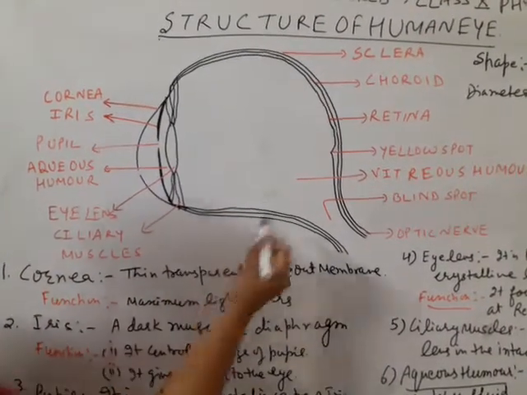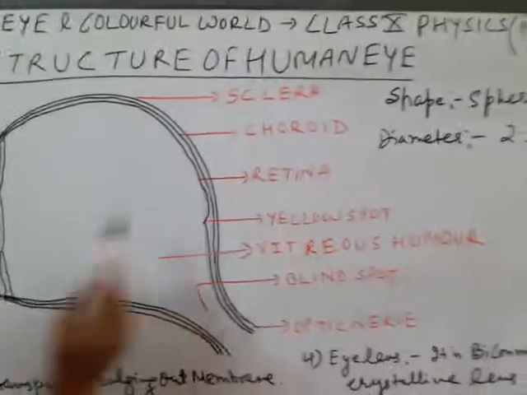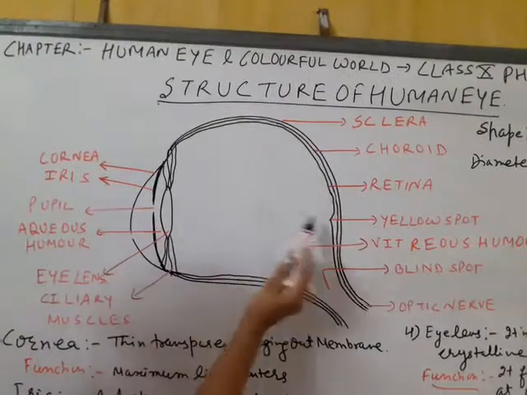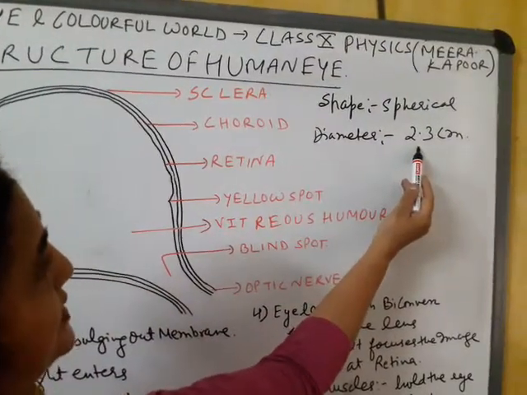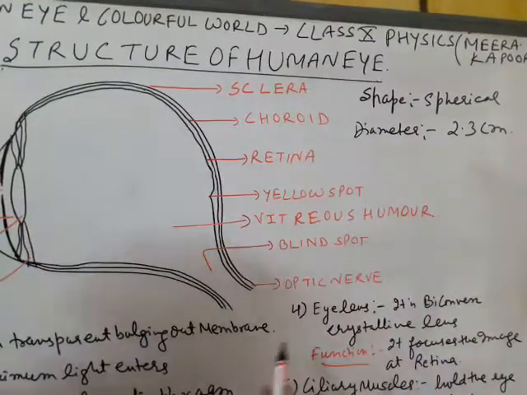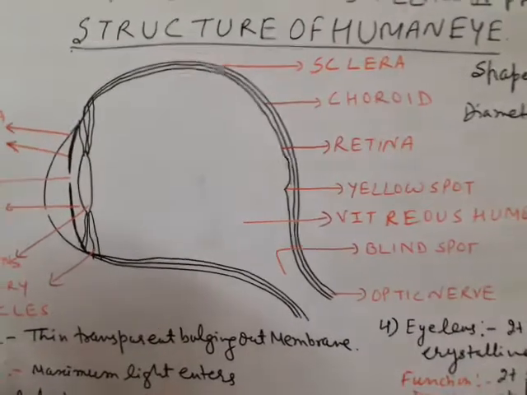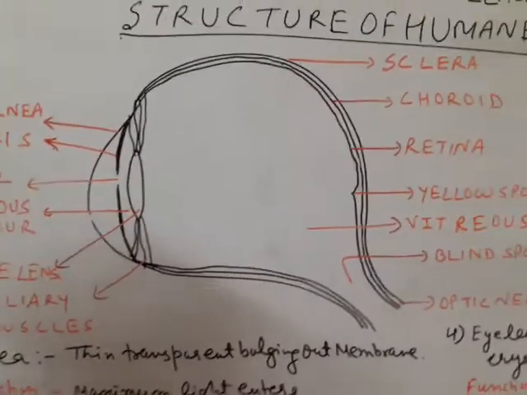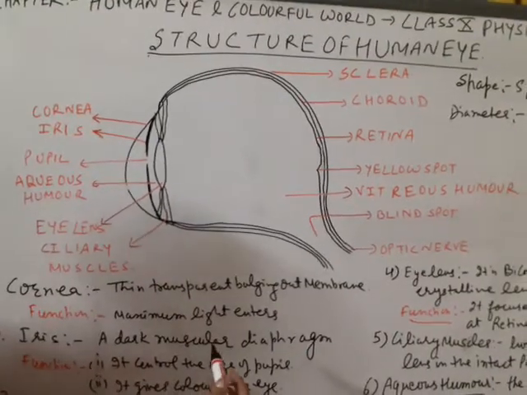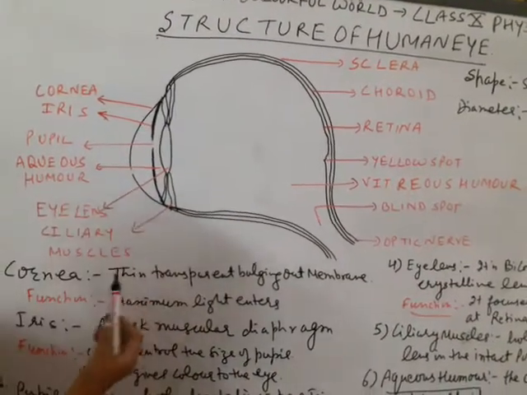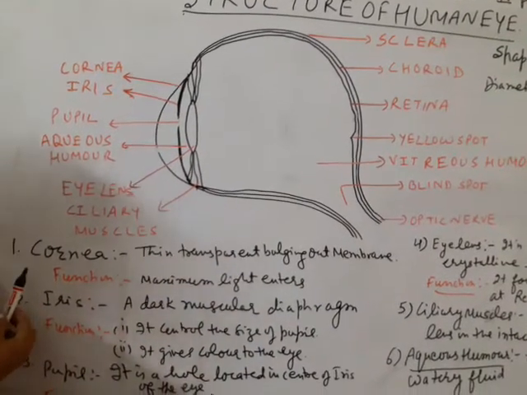The human eye is spherical in shape and its diameter from cornea to retina is 2.3 centimeter. The human eye, as you all know, is a very sensitive sense organ. The human eye enables us to see the wonderful world. So, one by one we will be explaining the different structures of the human eye.